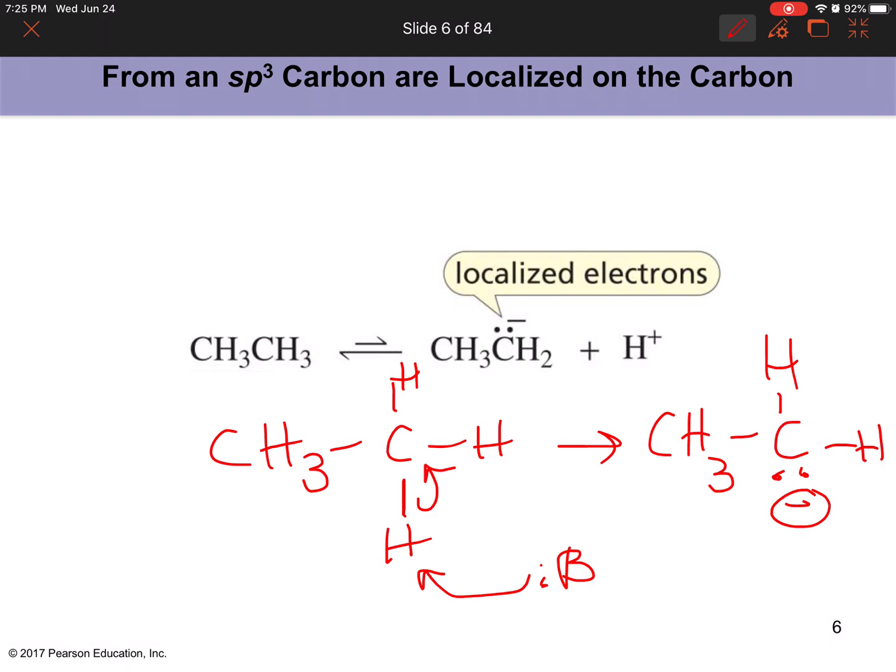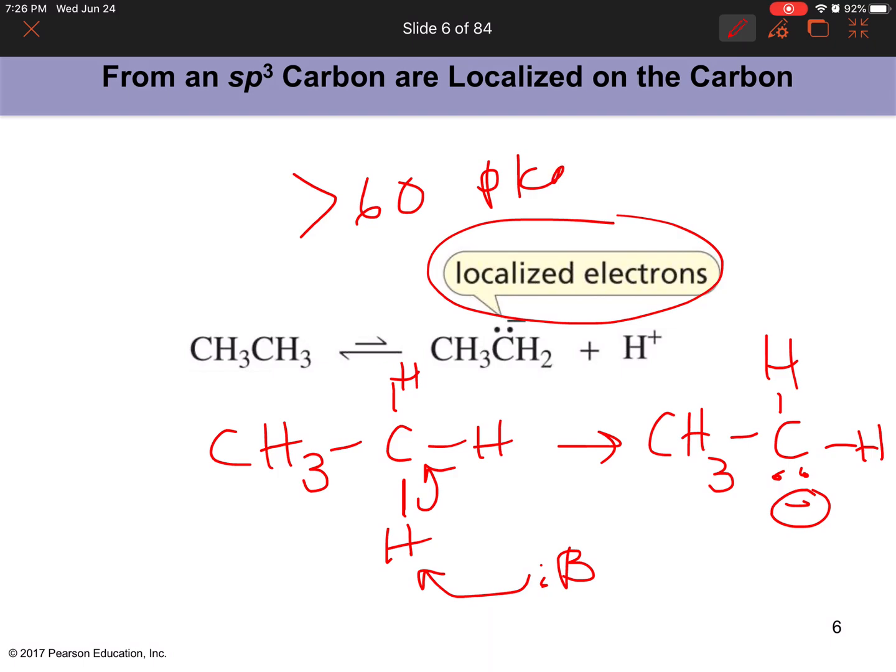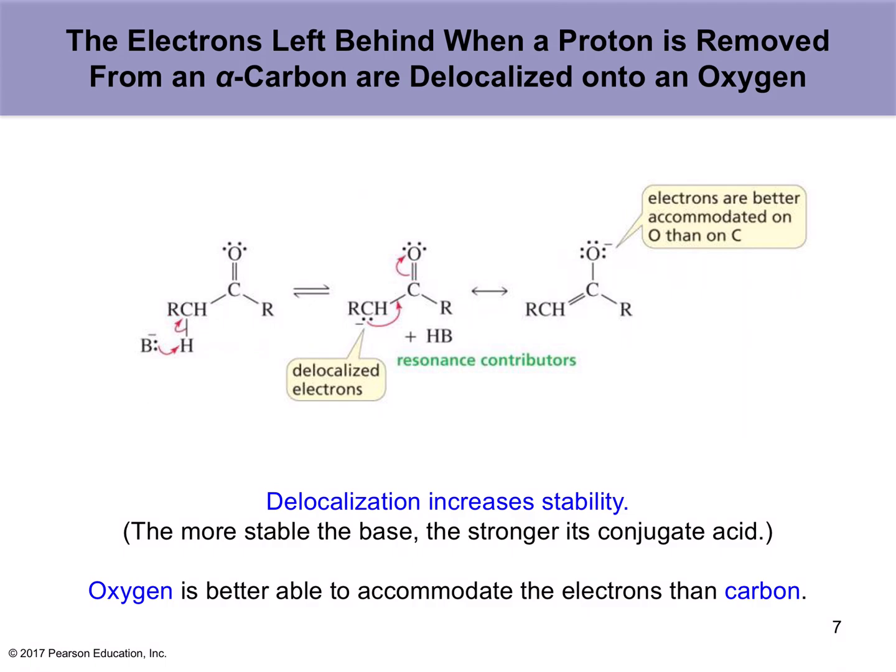And we know the methyl groups are electron donating, so they would add more electron density towards the carbon and make it highly unstable. In this case, it's also called localized electrons. You cannot delocalize or spread that negative charge in the molecule. So that makes it less stable, meaning it has a pKa greater than 60. It is less acidic. Now let's look at what happens when a hydrogen is lost from an alpha carbon. How can it become more stable?